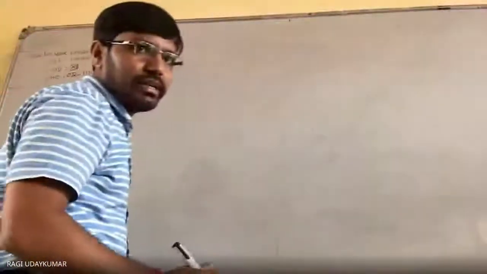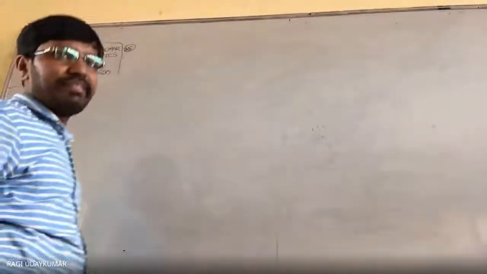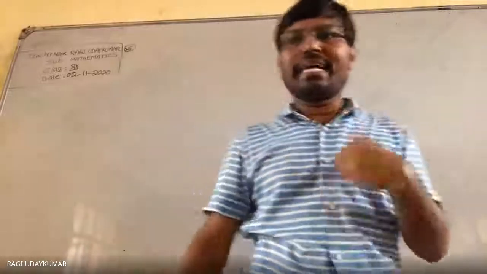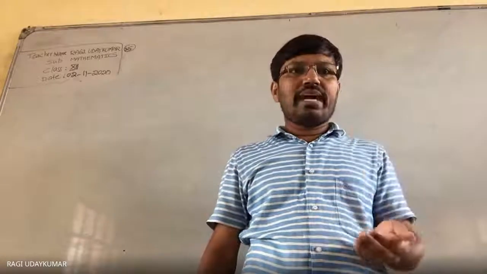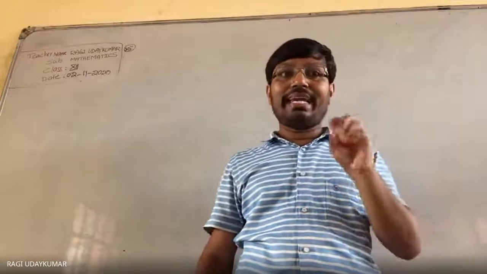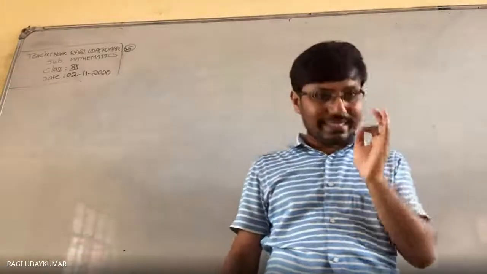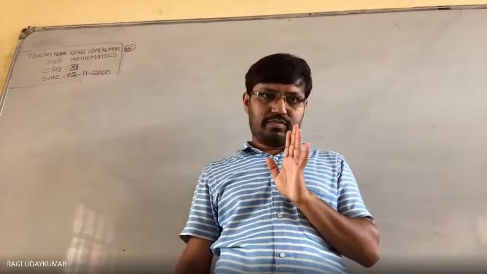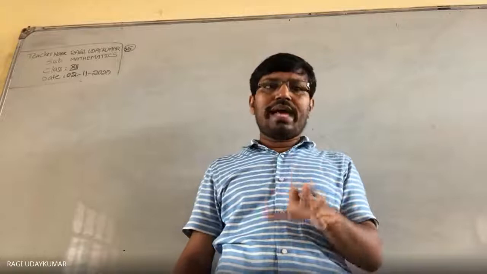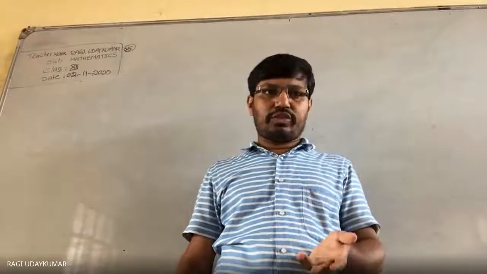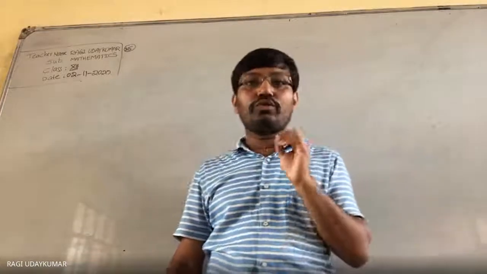What is the problem number? 25. So the question is: show that the semi-vertical angle of a cone of maximum volume and given slant height is tan inverse of root 2. Slant height is given to us. Slant height is nothing but l. It is constant. So the volume of the cone is to be maximized, and we have to prove that the semi-vertical angle is tan inverse of root 2.